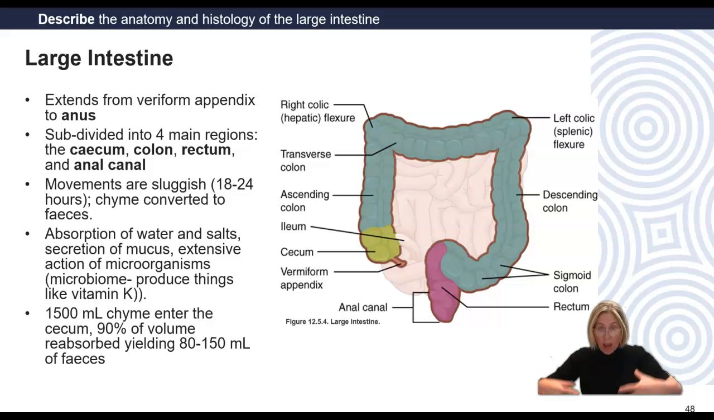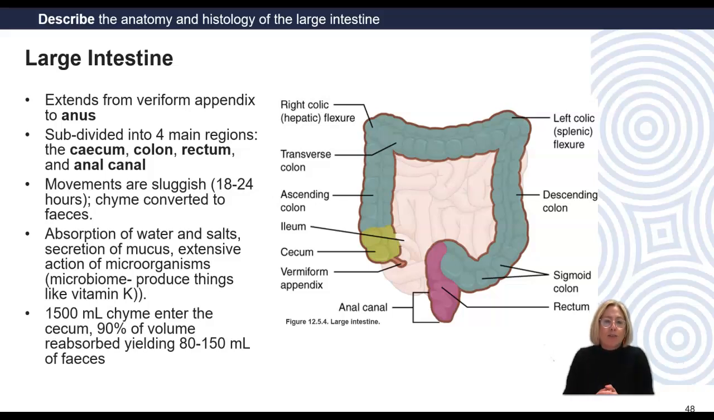So this is where your gut microbiome is located. And it's such an important feature of the large intestine, because those microbes will ferment food. They'll offer protection against pathogens. They'll also stimulate immune responses, and they'll also make things like vitamin K for us, which is important, say, in things like clotting, right?